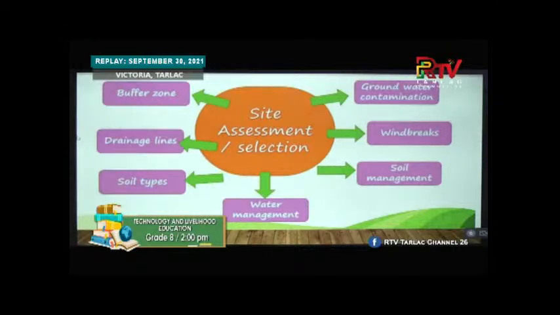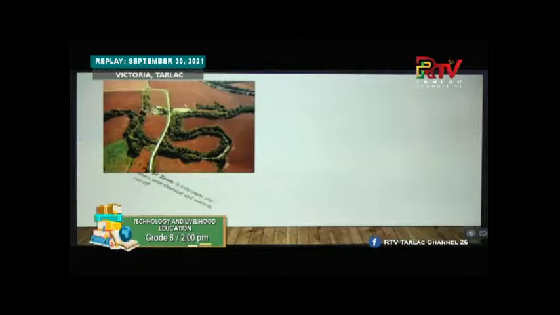Number 1 is the buffer zone. Number 2, drainage lines. Number 3, soil types. 4, water management. 5, soil management. 6, wind breaks. And 7, groundwater contamination. Let us look closely on the considerations that we should bear in mind before making a farm plan and how they can contribute in making a farm layout.